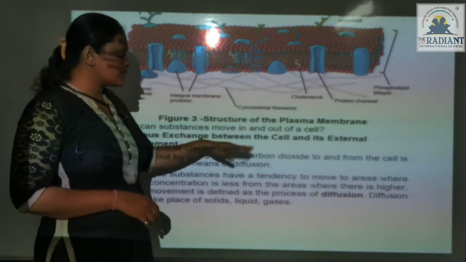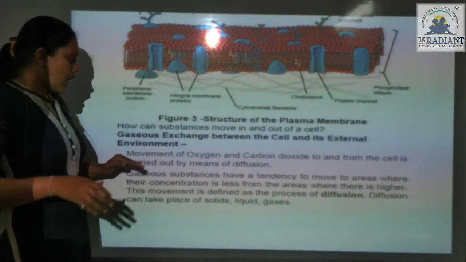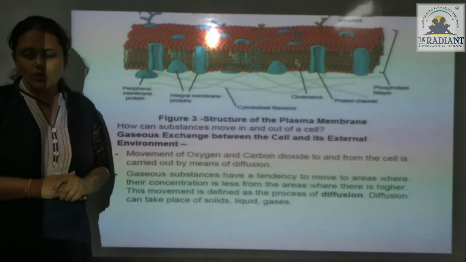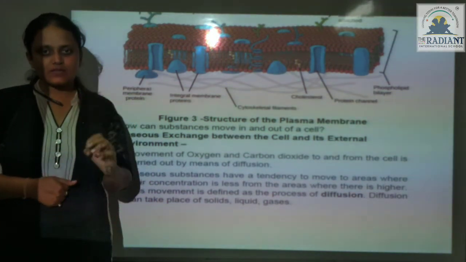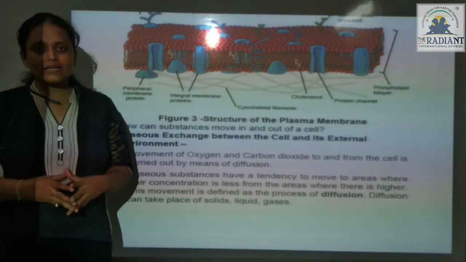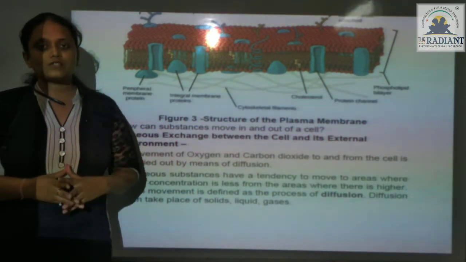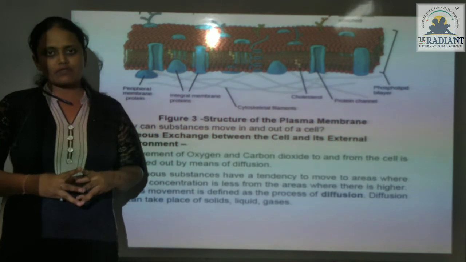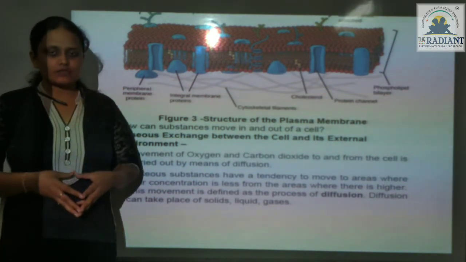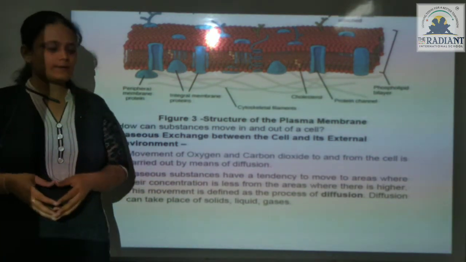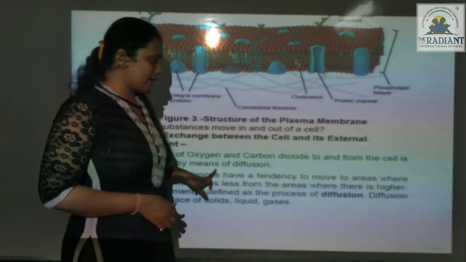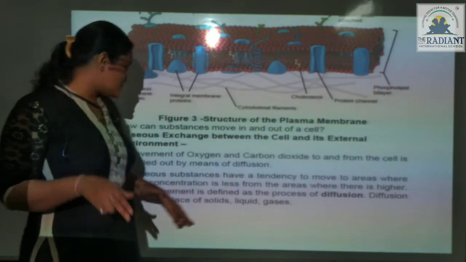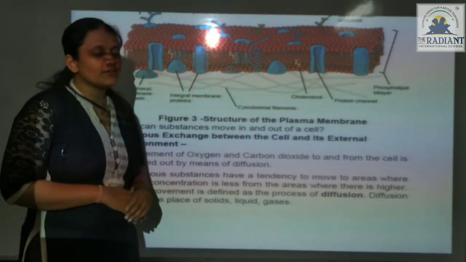Gaseous exchange between the cell and its external environment occurs by the process of diffusion. Okay, so what is diffusion? Diffusion is movement of substance, which is to be highlighted. That is, diffusion is movement of substance from a high concentration in the cell to a lower concentration in the cell or the environment. Okay, so here you can see movement of oxygen and carbon dioxide to and from the cell is carried out by means of diffusion.